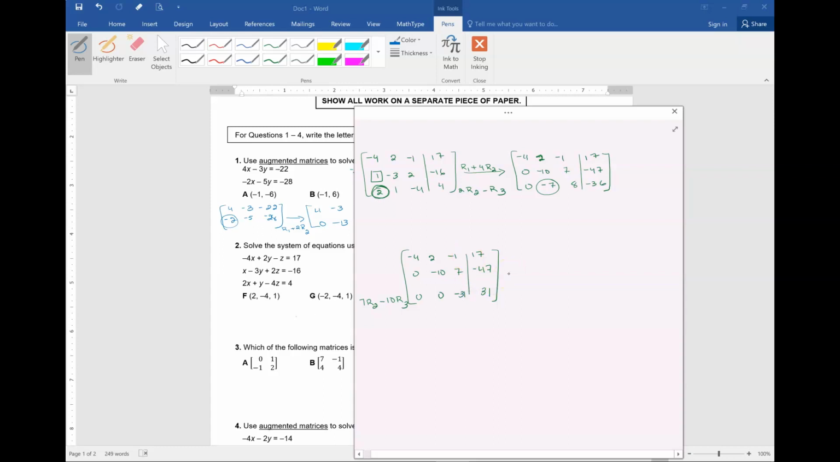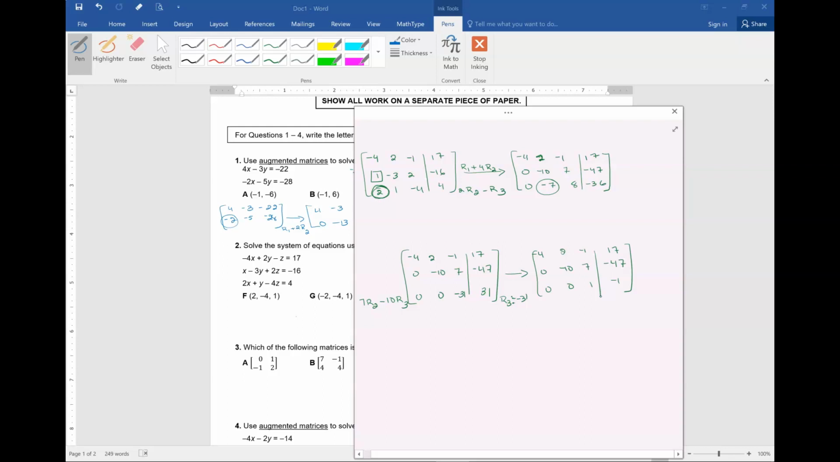Okay. You can plug these numbers into your calculator on the test as long as you show me the work, right? All the bookkeeping. All right, next, -4, 2, -1, 17, 0, -10, 7, -47. And then here, I want to divide row 3 by -31. So I get 0, 0, 1, -1. Okay, this is triangular form.